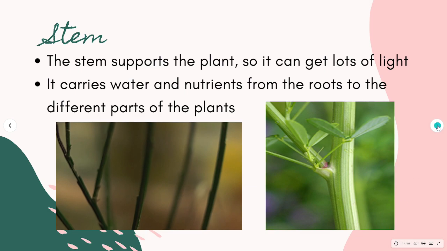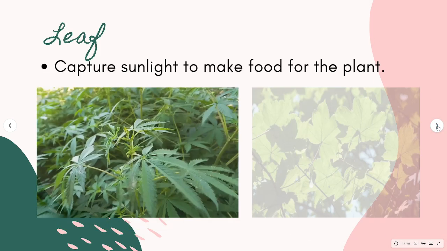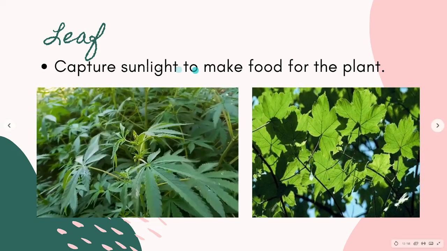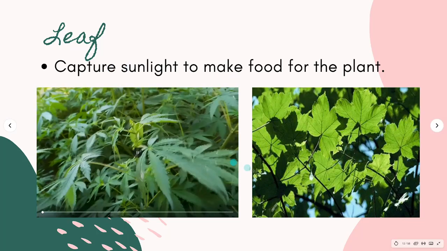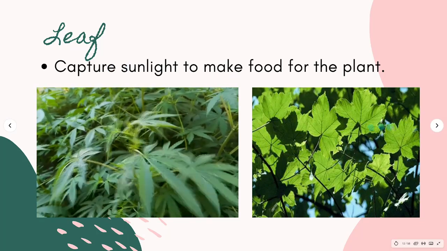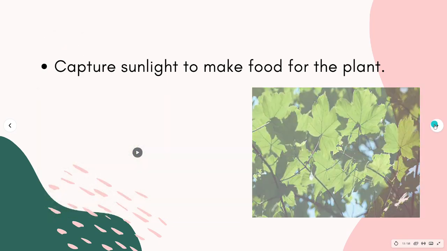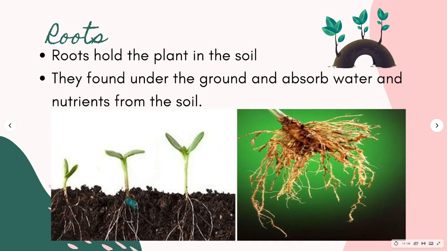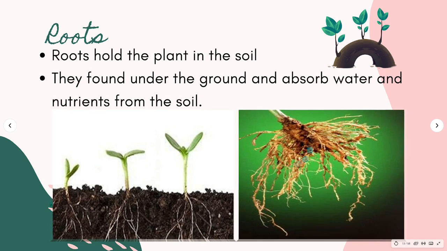Now, a leaf or leaves captures sunlight to make food for the plant. The tree leaves are usually found on twigs and branches. This is the root or roots. It holds the plant in the soil. Roots grow downwards in the soil and take up water. It also anchors the plant, keeping it in the ground.